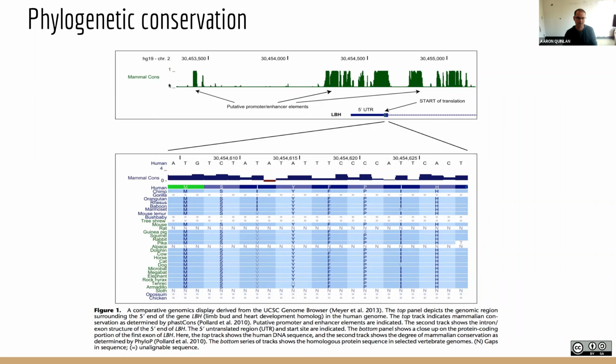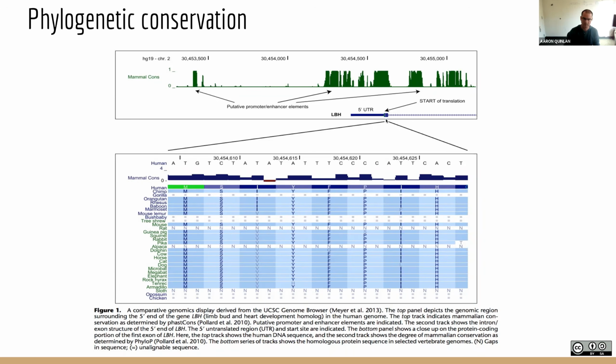And what you can see is there's not much conservation 5' of the gene body. But when we get into the gene body, the conservation across these species really ramps up. Many more of these nucleotides are conserved. And I think it makes sense that we see high conservation right around this start of translation.